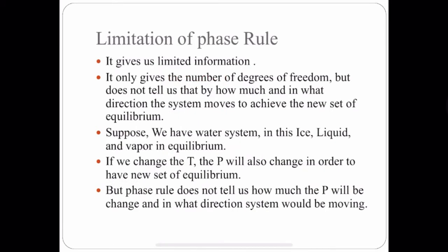Moreover, what is the limitation of phase rule? So it gives limited information, right? It only gives the number of degrees of freedom, but does not tell us how much and in what direction the system moves to achieve the new set of equilibrium. That means it gives only the number of degrees of freedom.